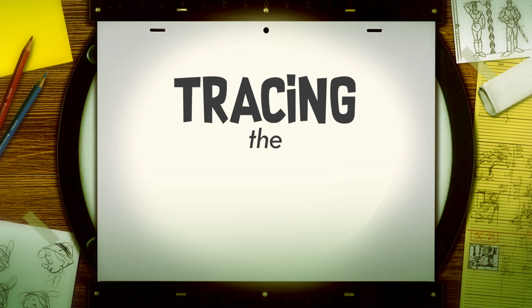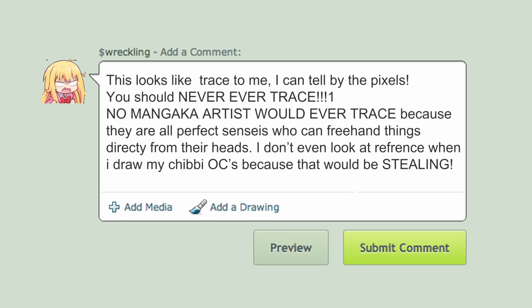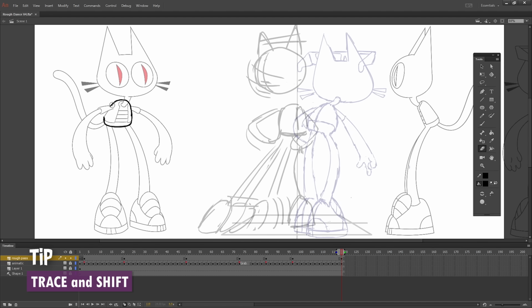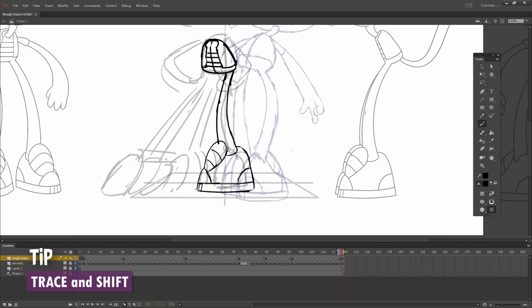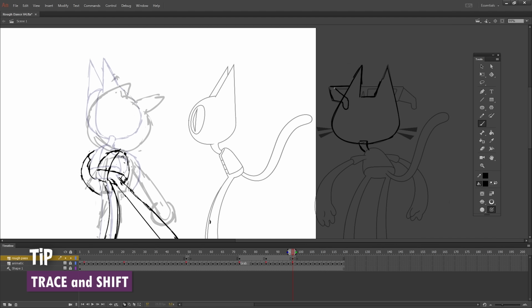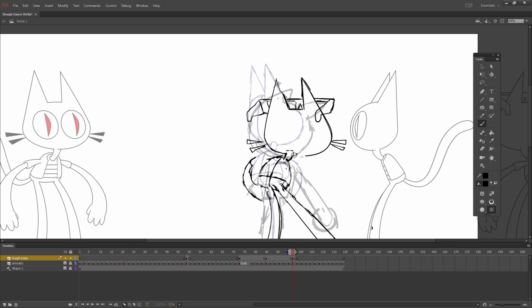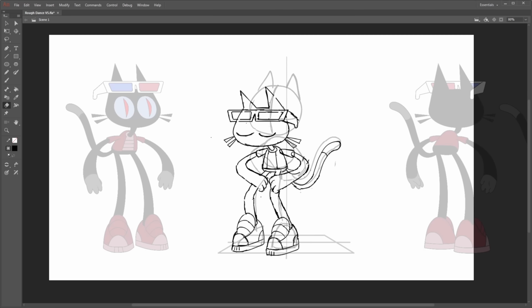The secret to animation is tracing the model sheet. I know that people on the internet have told you that tracing is bad, but in animation, tracing is a very useful tool. Animators do something called trace and shift. In order to get my key poses on model, I would sometimes start by tracing certain elements of a character's turnaround and then shifting them over and adjusting them until they fit the new pose. And so with a combination of tracing and referencing, this is how I'm able to ensure that the volumes stay consistent.